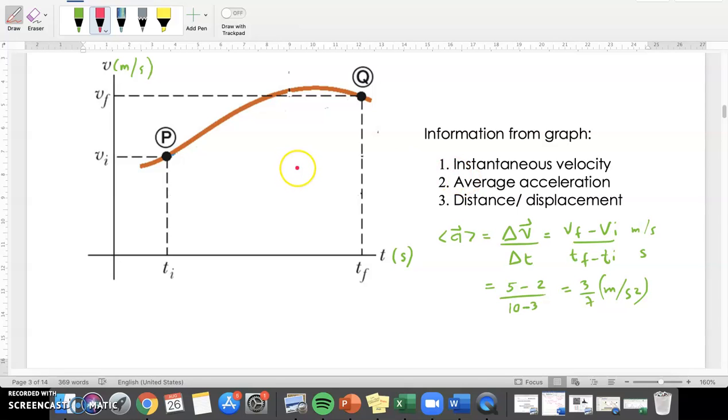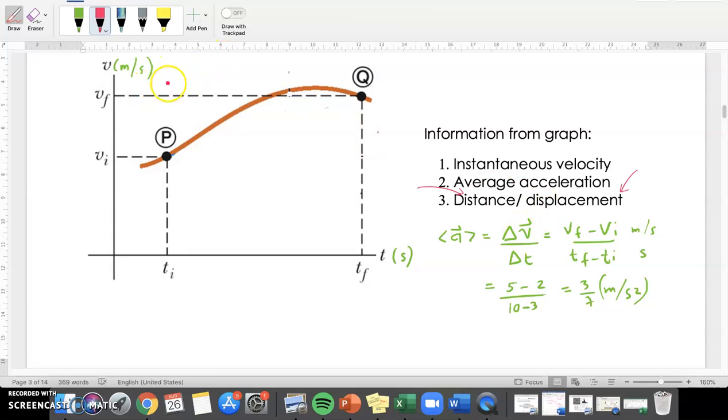Okay, so we talked about average acceleration, which, for me, was easy. How do we find displacement or distance? For a velocity time graph, you can only find the displacement, whereas for a speed time graph, you can find the distance. What is the difference between the two, right?